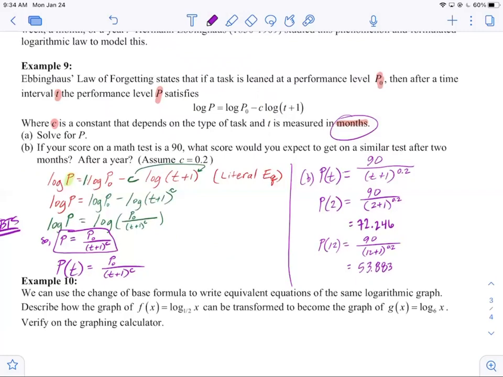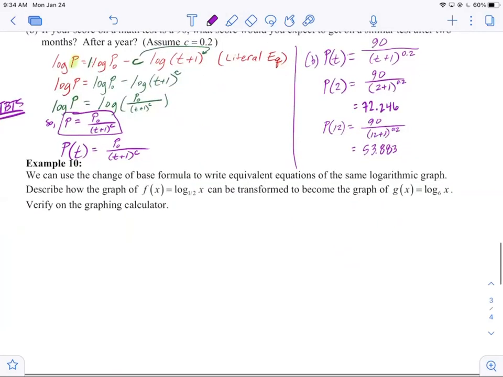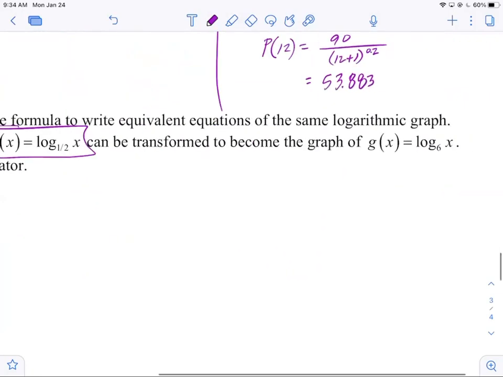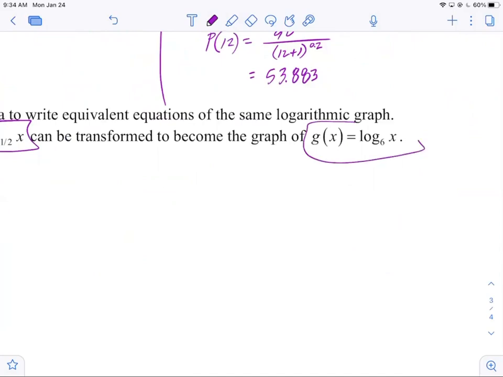Yeah. All right. So the last thing I could do, which is on your worksheet, is describe how the graph of log base 1/2 of x can be transformed to become the graph of log base 6 of x.